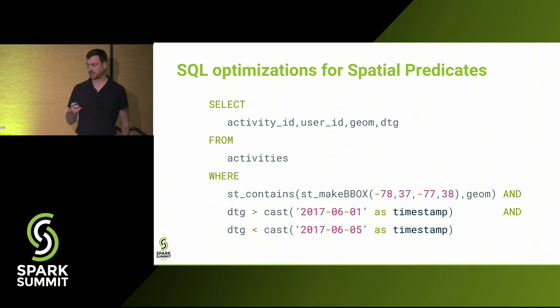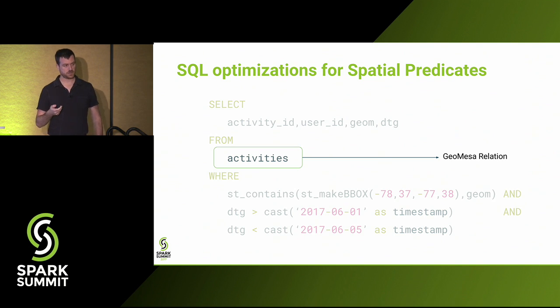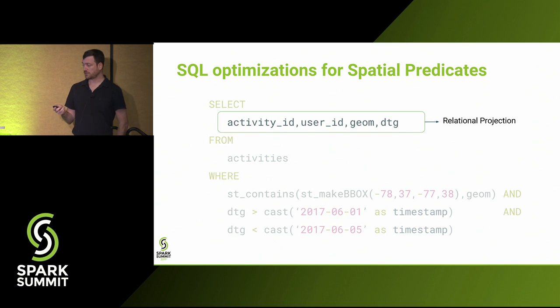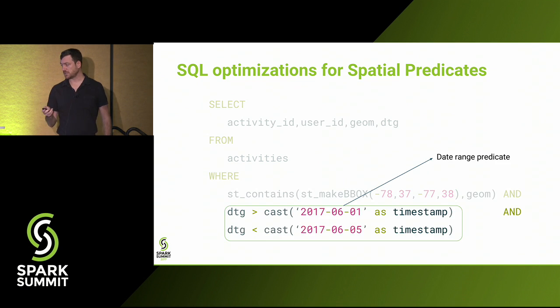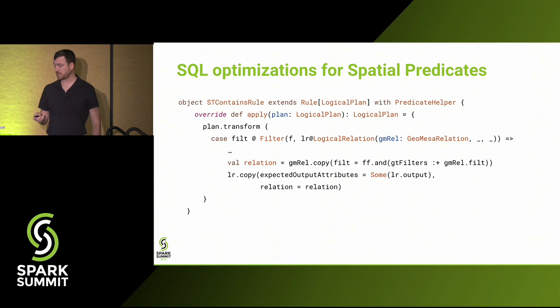Okay, again, we're going to look at our query. We've got a GeoMesa relation with a spatial column. We've got a relational projection. We're only returning several of the columns, not all of the columns within our data set. We've got a topological predicate, a geometry literal, and a date range predicate. So as it stands right now, this particular query would do a full table scan, and it'll apply the ST contains predicate and the date range predicate inside of Spark SQL. We don't want to do that. We want to optimize that.